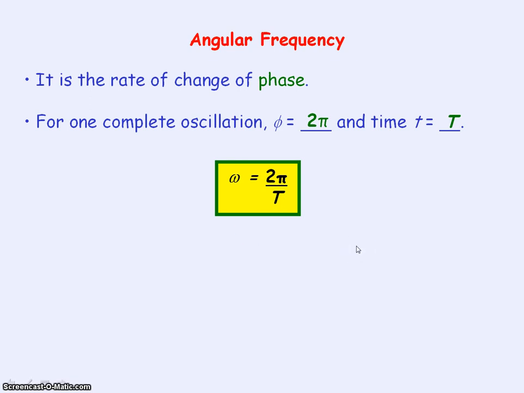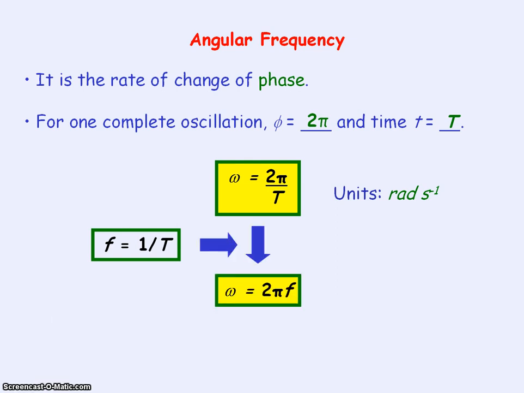The units of angular frequency is then the units of phase, which is in radians, divided by the units of the time period, which is seconds. So the units are radians per second. Also, we know 1 divided by the time period equals our frequency. So the angular frequency is also equal to 2 pi f.